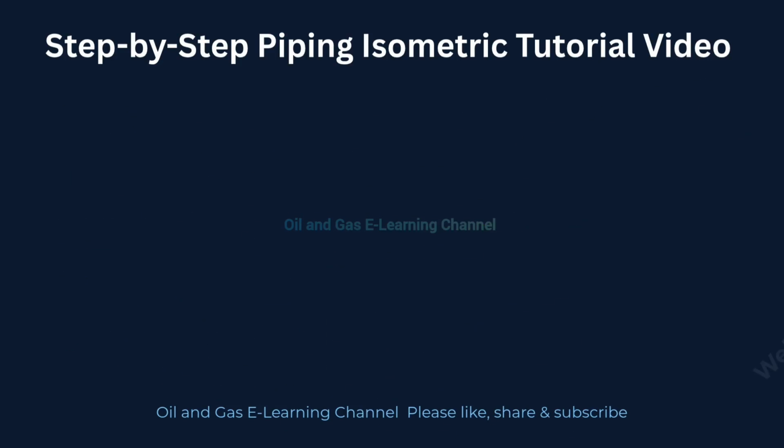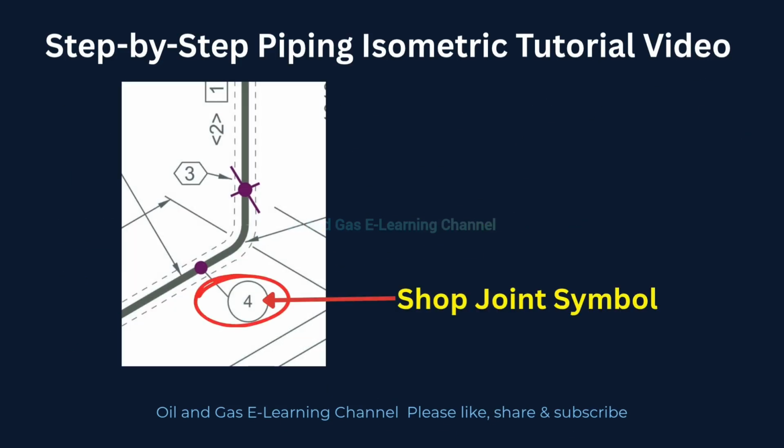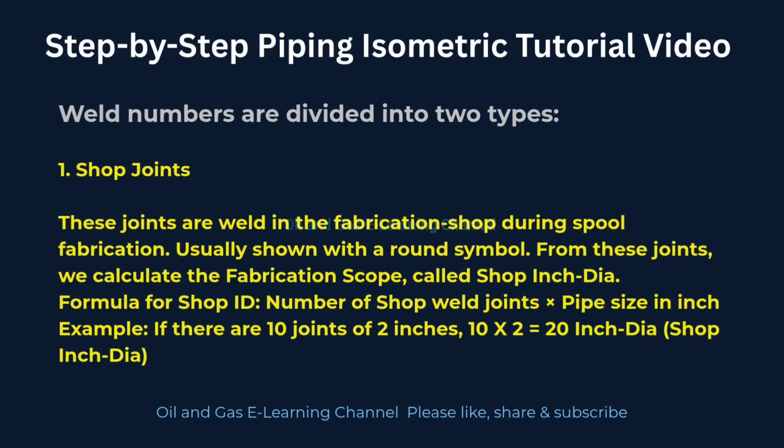They are usually shown with a round symbol. From these joints, we calculate the fabrication scope called shop inch dia. The formula for calculating shop inch dia is number of shop weld joints times pipe size in inches. For example, if there are 10 joints of 2 inches, 10 times 2 equals 20 inch dia, shop inch dia.